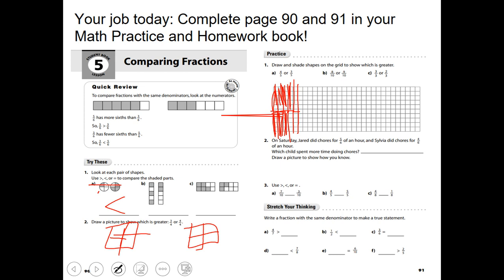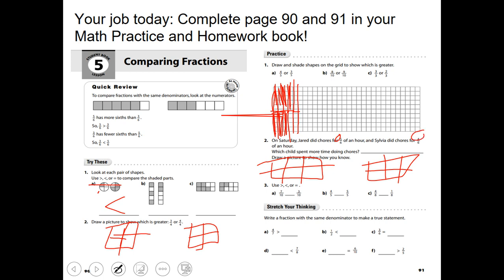Number 2 is a word problem. So you need to figure out who did more time doing chores, okay? Was it Jared or Sylvia? You're going to draw a picture to show. And then you're going to write down their name, obviously. So you could have 6 boxes, okay? And 6 boxes, and then you just color in. Obviously, we know how to do that.